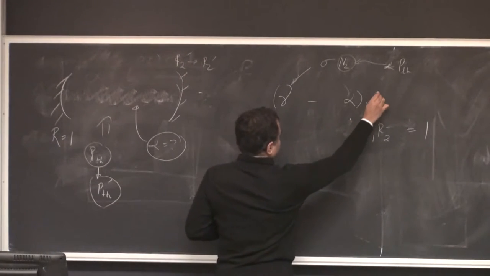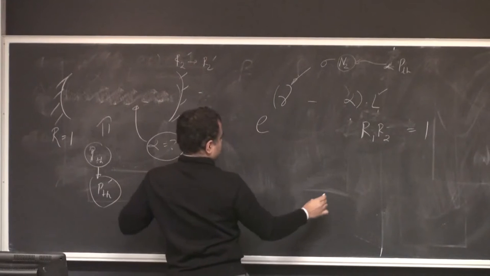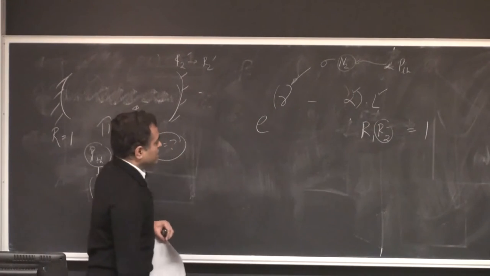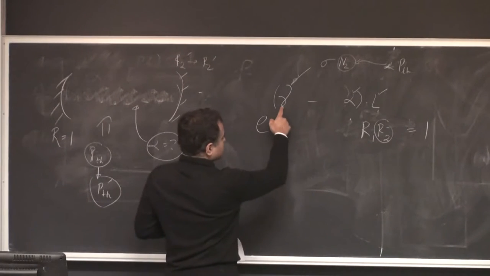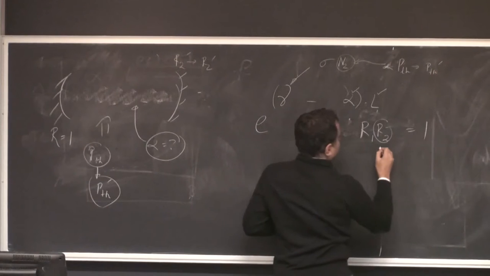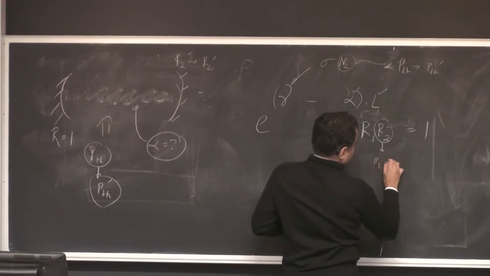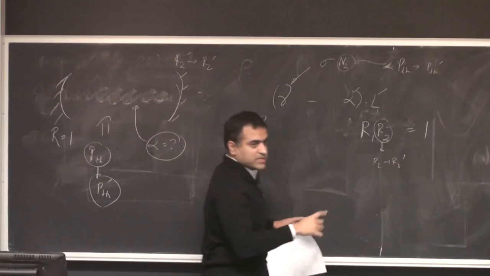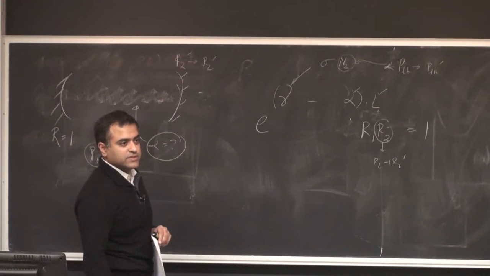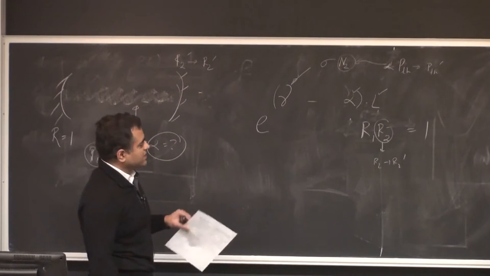The trick here is that L remains the same when you change the reflectivity of R2. Alpha remains the same. Internal losses do not change. But this thing changes from P threshold to P threshold prime, and R2 changes from R2 to R2 prime. So you get basically two equations, and you can solve them to get alpha. So that was the problem.